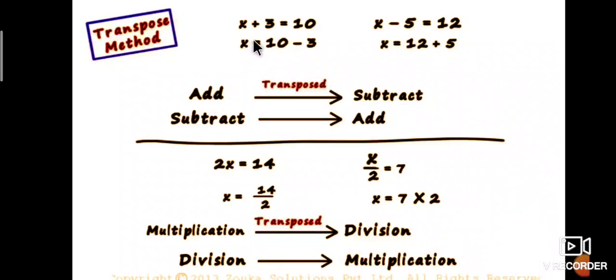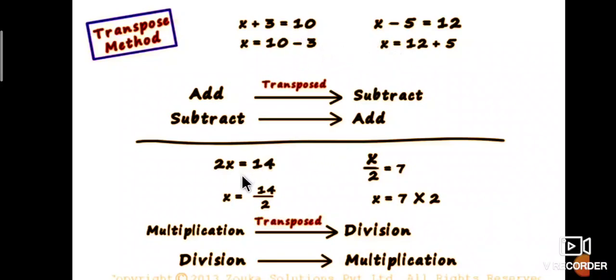Addition on the LHS, when transposed to the RHS, becomes subtraction. It means plus becomes minus. Is it right? In the second example, subtraction transposed from the left hand side to the right hand side becomes addition, a positive sign. In the transpose method, plus becomes minus and minus becomes plus.